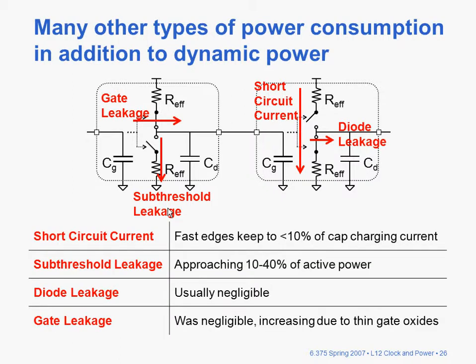And here are some of the issues and their contribution to the power dissipation. Short circuit current, if you keep the edges fast, should be less than 10% of the capacitor charging current, so that's not unreasonable. The subthreshold leakage is approaching a major percentage of the active power, though, and the other two are probably a little bit more negligible.